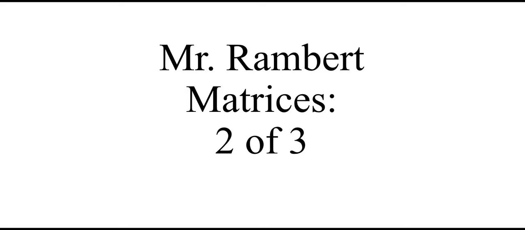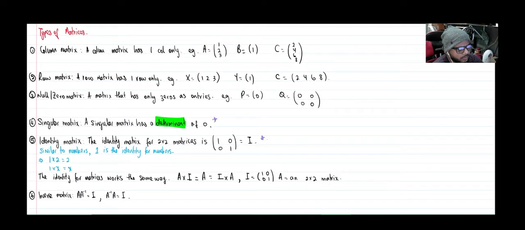Picking up where we left off, we're going to do types of matrices. Now we have a lot of types of matrices we have to deal with. The first type is a column matrix, and the column matrix has one column only. Example A, B, and C, they all have one column only. Remember, columns run vertically.